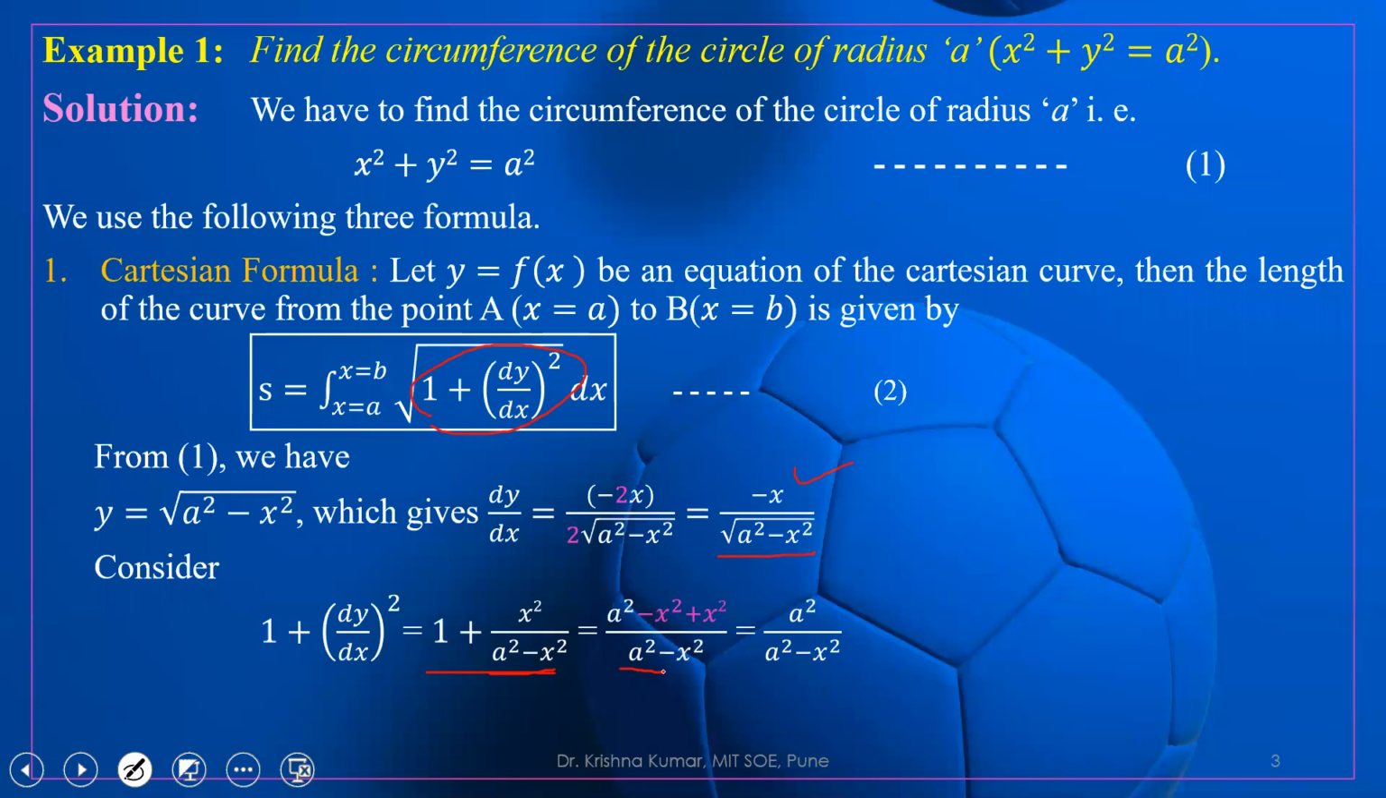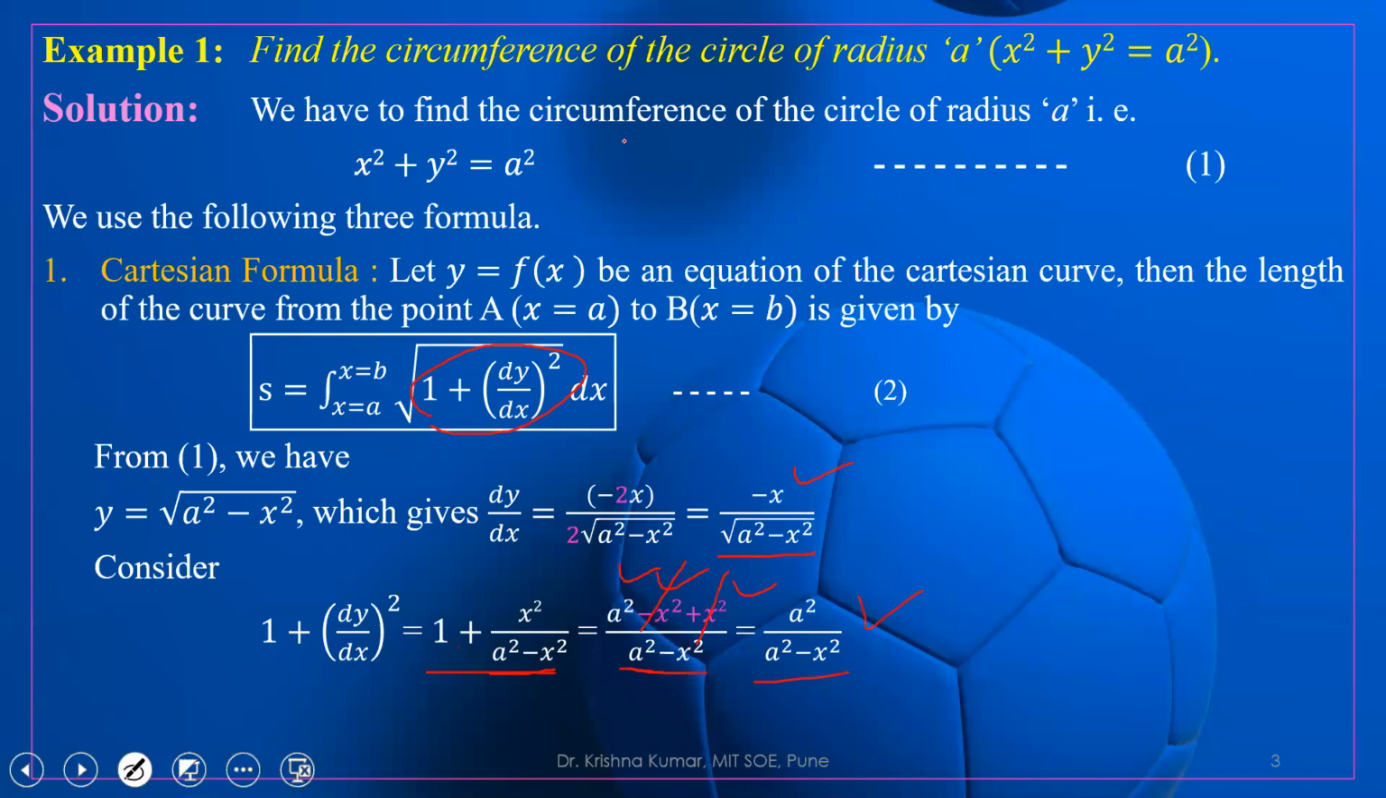So root over a square minus x square. If you multiply this by 1, we get a square minus x square plus x square. So the plus and minus will cancel, and we are getting a square upon a square minus x square. Now let us find the root of this thing.